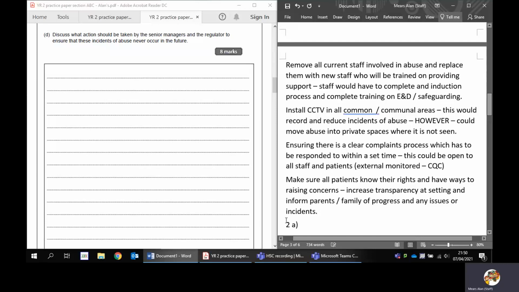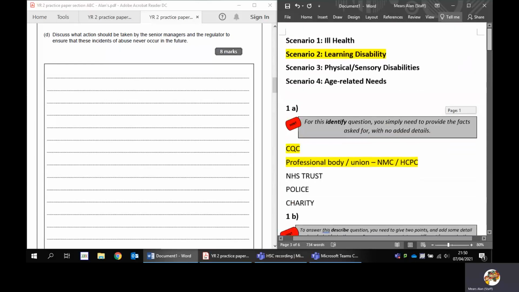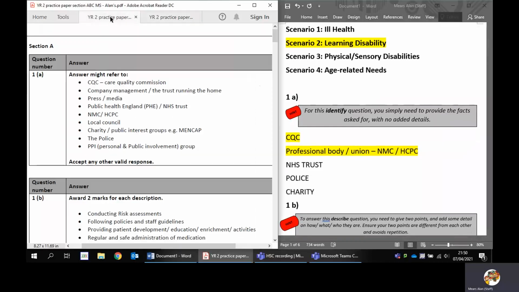So let's take a look at the marking scheme. We'll go through our answers and check those off. So the first one we said, who would you contact? Who would you call if you had a concern? We said CQC and their professional bodies. So CQC, top of that list there. And professional bodies. Oh, yep, there we go. NMC, HCPC. There we go. Perfect. Other groups we could contact, the press and the media.